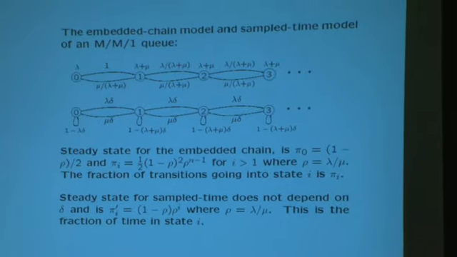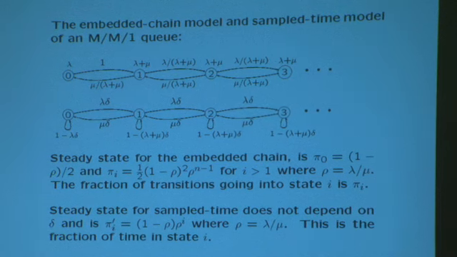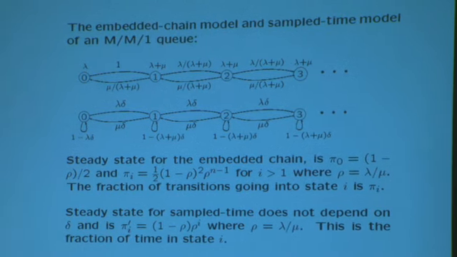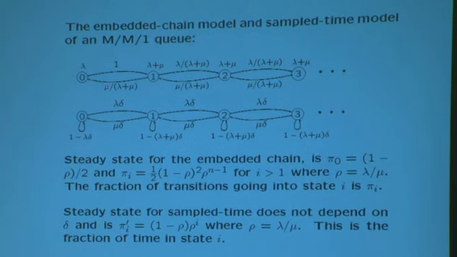This is a strange (1 minus rho) over 2. It's strange because of this strange probability 1 here and the strange probability mu over lambda plus mu here. And otherwise, everything is symmetric, so it looks the same as this one here. For this one, the steady state for the sample time doesn't depend on delta, and it's pi sub i prime equals (1 minus rho) times rho to the i, where rho equals lambda over mu.